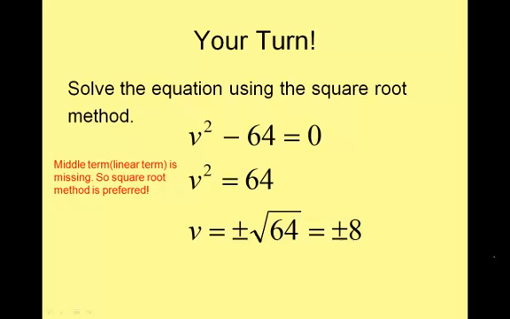Another example you have is v squared minus 64 equals 0. The fact that the highest degree of this polynomial is 2 makes it quadratic. Notice v to the power 1 is missing, so that makes it the linear term missing. So we can use the square root method. Take the constant to one side, so 64. And if you take the square root of both sides, you get plus or minus square root of 64, which is plus or minus 8.